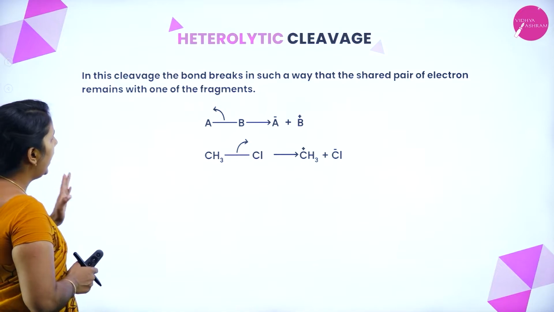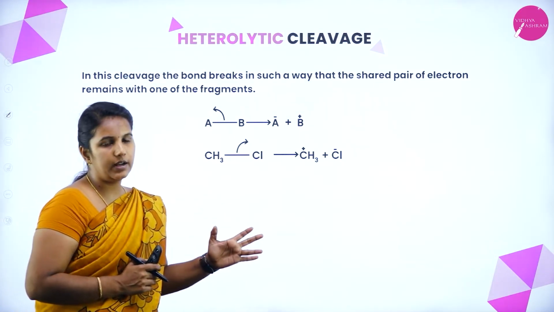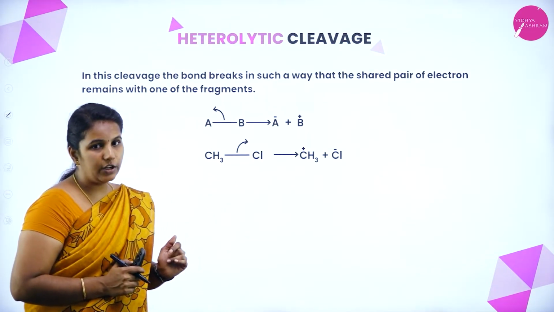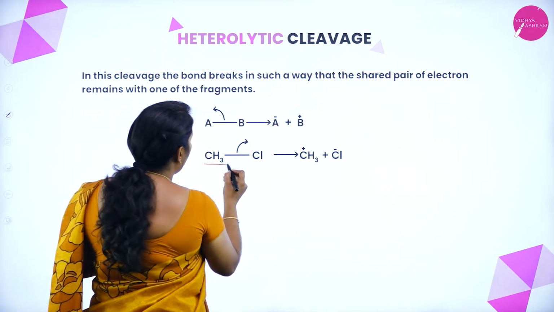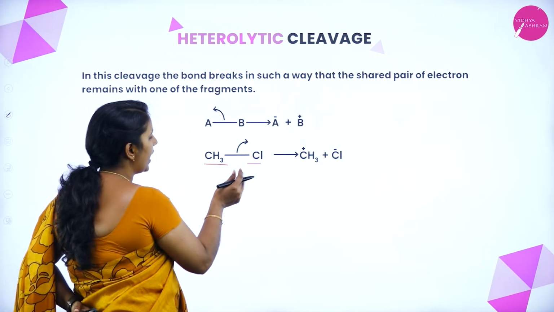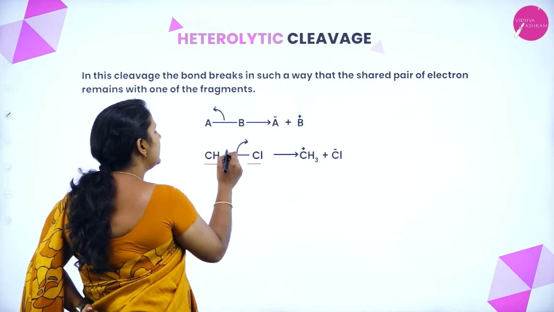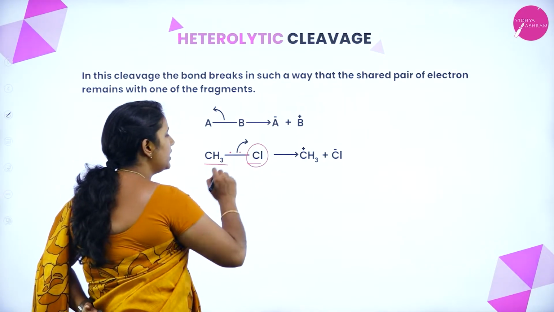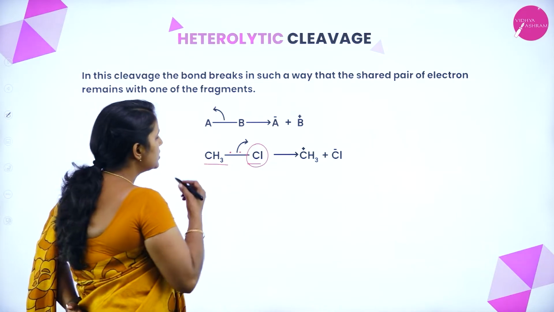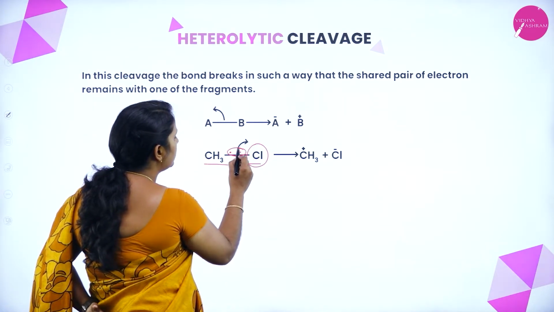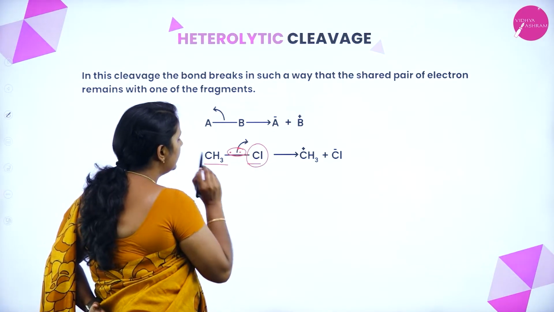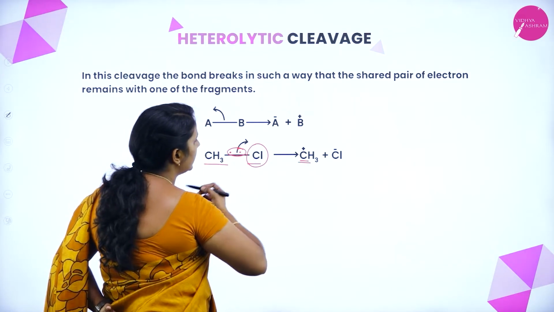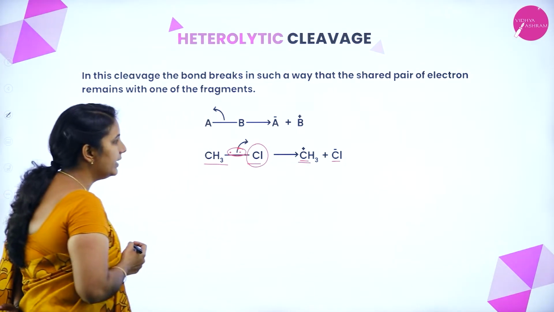Let us go with the heterolytic cleavage now. Hetero means different. If the fission takes place between two different atoms, we say it is heterolytic cleavage. The methyl group and the chlorine are two different atoms that combine to form a molecule, correct? The methyl group shares one electron and the chlorine shares one electron. But chlorine is more electronegative than carbon, correct? So the shared pair of electrons will be more attracted towards the chlorine. Thereby, all the electrons will be shifted towards the chlorine, so that the methyl group gets the positive charge and the chlorine gets the negative charge.